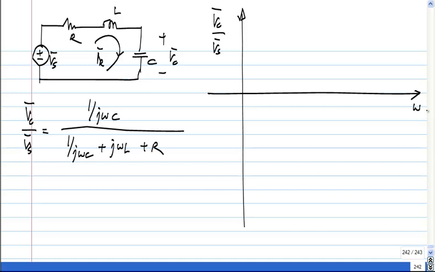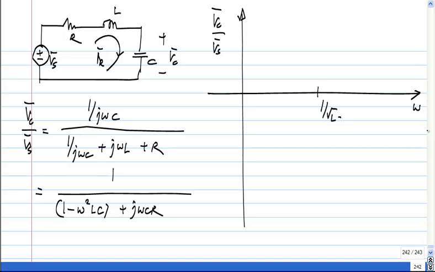It's just a voltage divider, right? Which comes out to be 1 by... okay. This is correct? Okay. Fine. Now, what do you think is the key frequency to plot this at for this circuit? 1 by square root of LC. Okay. So this is the magnitude and this is the angle.